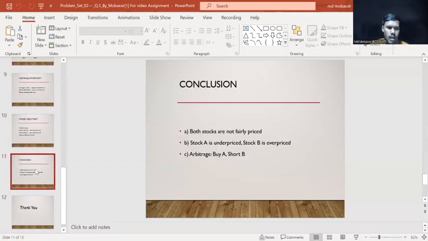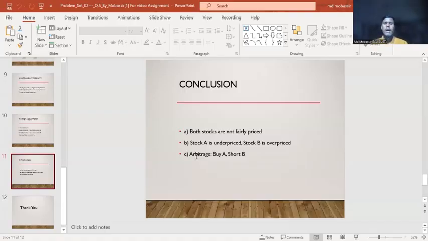Okay. This is the last slide of my presentation in this video. This is the conclusion part for the 3 problems. This is the key note. For A, we can conclude that both stock A and stock B are not fairly priced. And for problem B, stock A is underpriced and stock B is overpriced because required return is greater than the expected or actual return.